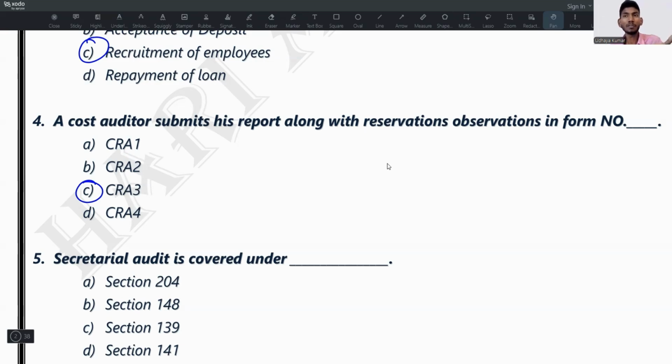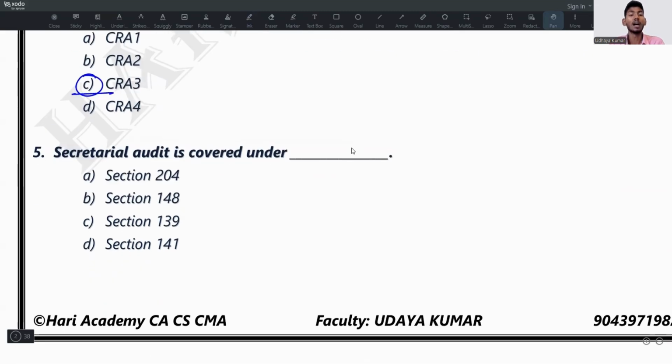After preparation of the cost audit report, which is submitted to the board of directors, the board of directors is supposed to do what? They must file this cost audit report to the central government. So furnishing the cost audit report to the central government is made in the form CRA 4. So the right answer is CRA 3. Clear?